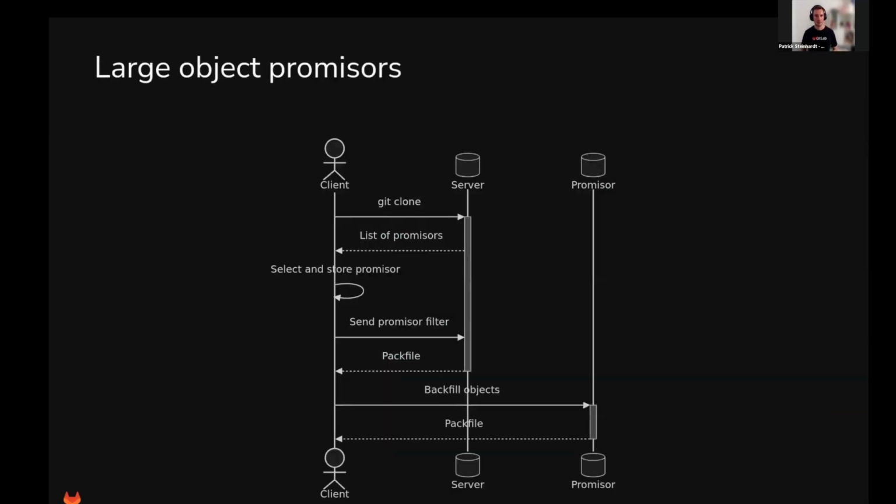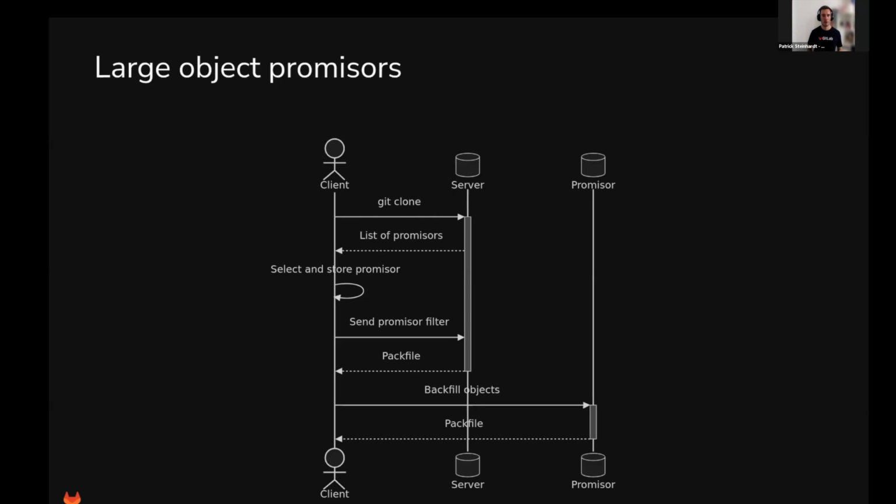This is where large object promises come in. The idea is quite simple. When a client wants to clone a repository, the server will announce a set of promiser remotes to the client. Each of these announced remotes has a URL that the client can use to contact that promiser remote, an optional token that the client is expected to use for authentication, as well as an optional filter that tells the client which objects should be part of this promiser.